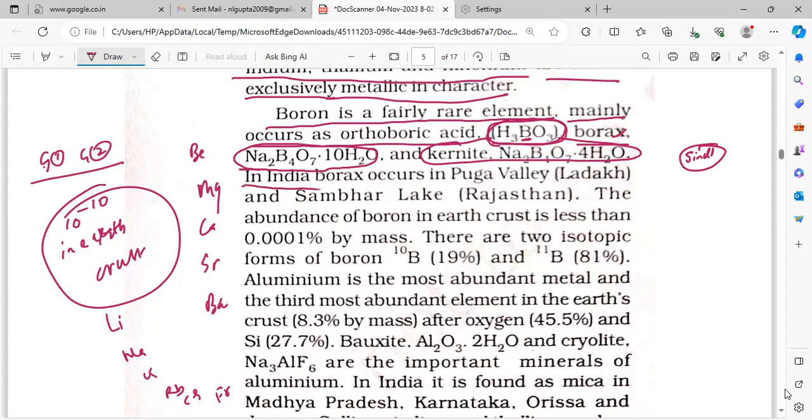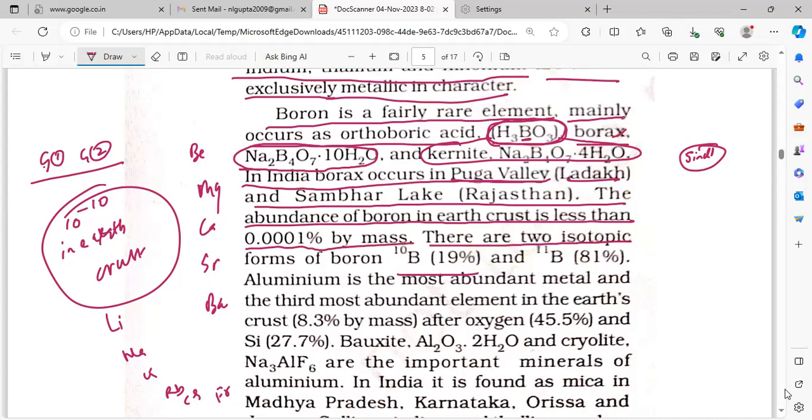Next, in India, borax occurs in Puga Valley, Ladakh, and similarly Sambhar Lake, Rajasthan. The abundance of boron in the earth crust is less than 0.0001% by mass. There are two isotopic forms of boron: boron 10, that is 19%, and boron 11, 81%. Aluminium is the most abundant metal and the third most abundant element in the earth crust.